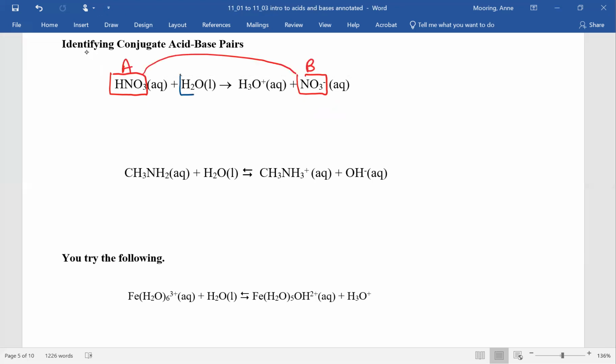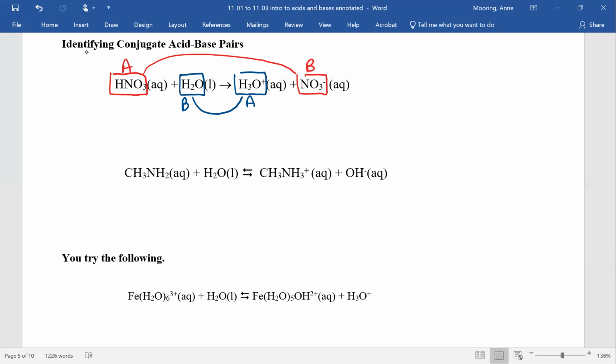Now let's look at the H2O, and we're going to link that with the H3O+. Again, we have a conjugate acid-base pair. In this case, the acid is the hydronium ion, and the base is the water. So it all depends on which way you're going.